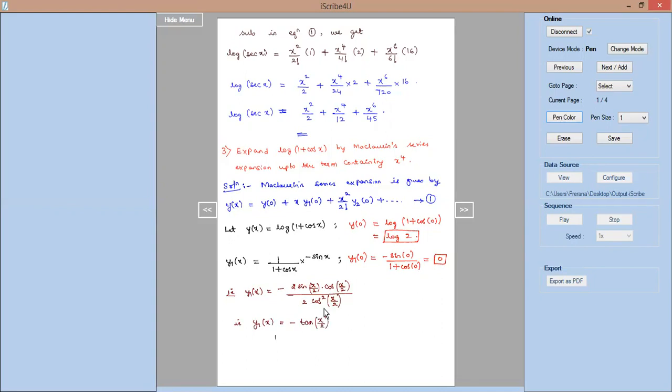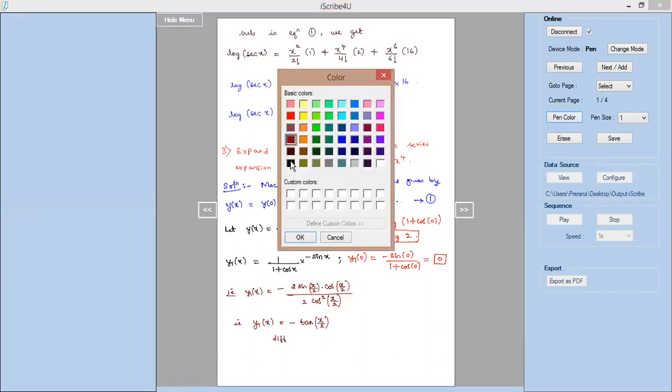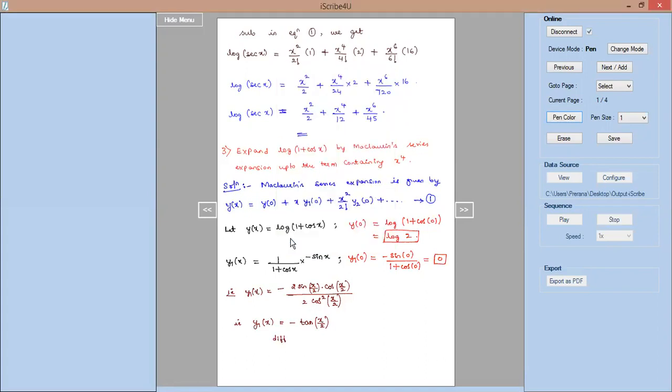So keeping this in mind, we differentiate once again to obtain y2 of x. So y2 of x is the differentiation of tan x by 2, which is secant square x by 2 into differentiation of x by 2, which will be 1 by 2. I repeat, the differentiation minus as it is. Differentiation of tan theta is secant square theta. So we have secant square x by 2 into differentiation of x by 2. Using the chain rule concept, you have to differentiate x by 2 as well. So differentiation of x by 2 will be 1 divided by 2.